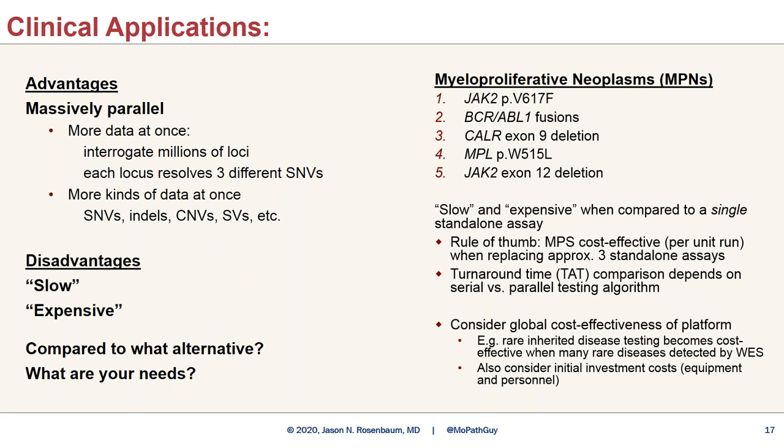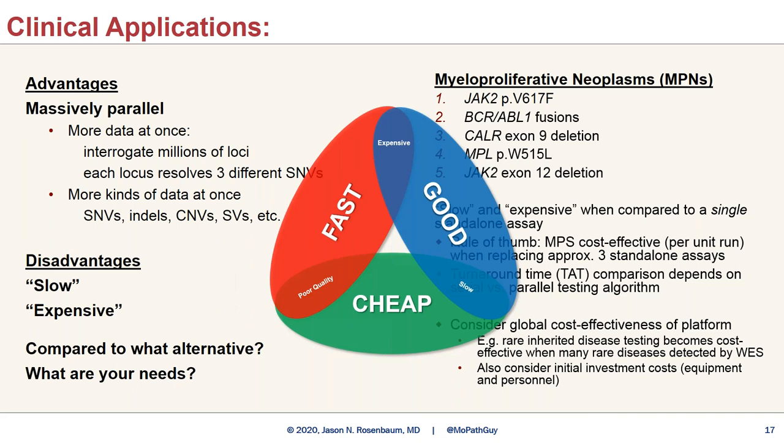That is to say, if you're bringing on a test that's capable of detecting innumerable things, rare disease testing may become cost effective because you're already sequencing that material, where a standalone assay might not be cost effective. Also, it's worth considering that this cost effectiveness calculation of three standalone assays doesn't really take into account initial investment costs, such as an expensive piece of equipment or specialized personnel, like bioinformaticians. And so again, we come to the triangle of quality that you really need to have a good understanding of what it is you're trying to achieve by using these assays in order to understand what the best approach is.